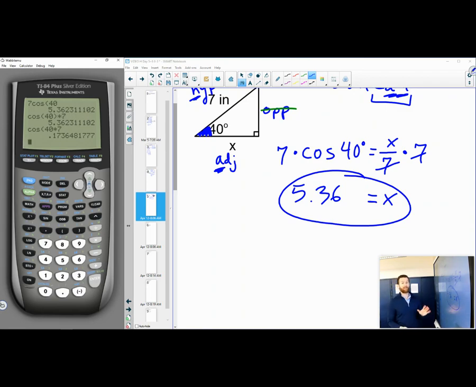Right? That's not the correct answer, because what the calculator is doing that time is first it multiplies 40 times 7, gets a new angle, and then finds the cosine of that angle. So you can get away with not closing the parentheses, but just be careful with that. All right, that's enough of that.